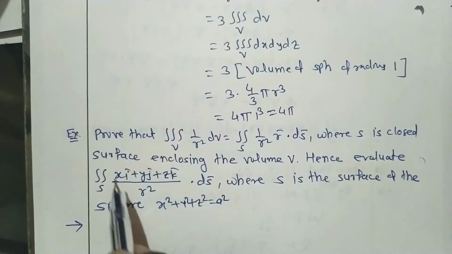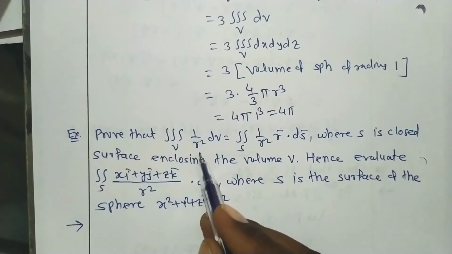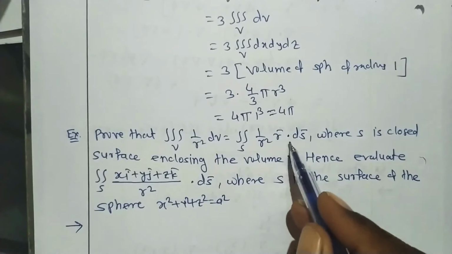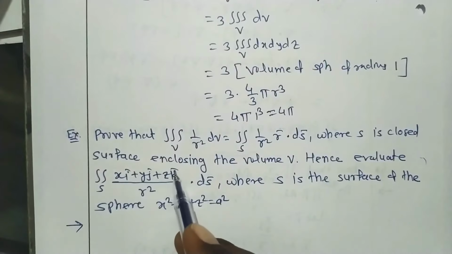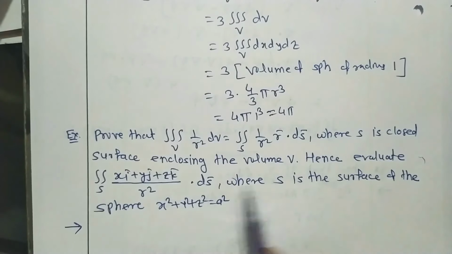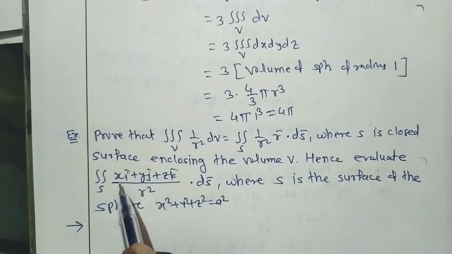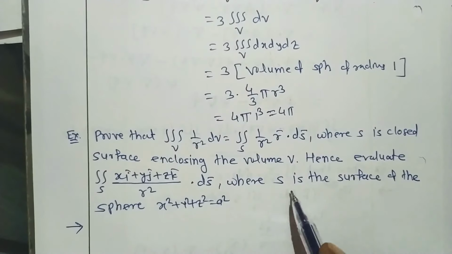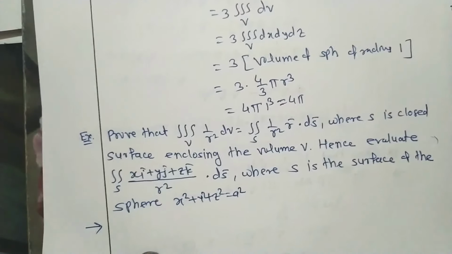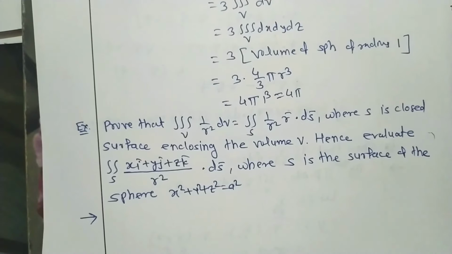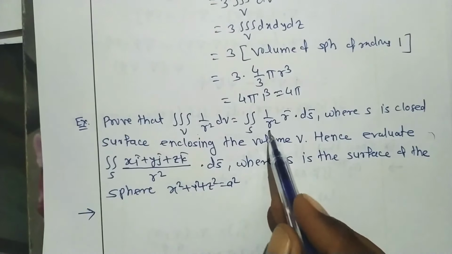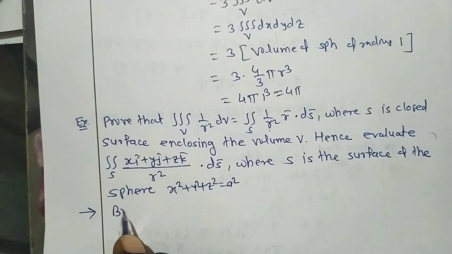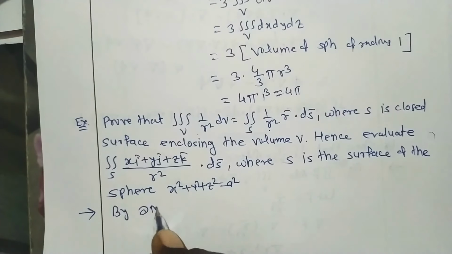Next problem is: prove that the triple integral over V of 1 upon r square dV is equal to the double integral over S of 1 upon r square r bar dot dS bar, where S is a closed surface enclosing the volume V. Hence evaluate the double integral over the surface S of (x i bar plus y j bar plus z k bar) upon r square dot dS bar, where S is the surface of the sphere x square plus y square plus z square is equal to a square. Actually these are two problems. First we have to prove this using an identity, and then we have to solve this problem separately with the help of this. So again, for proving this we have to use the divergence theorem.